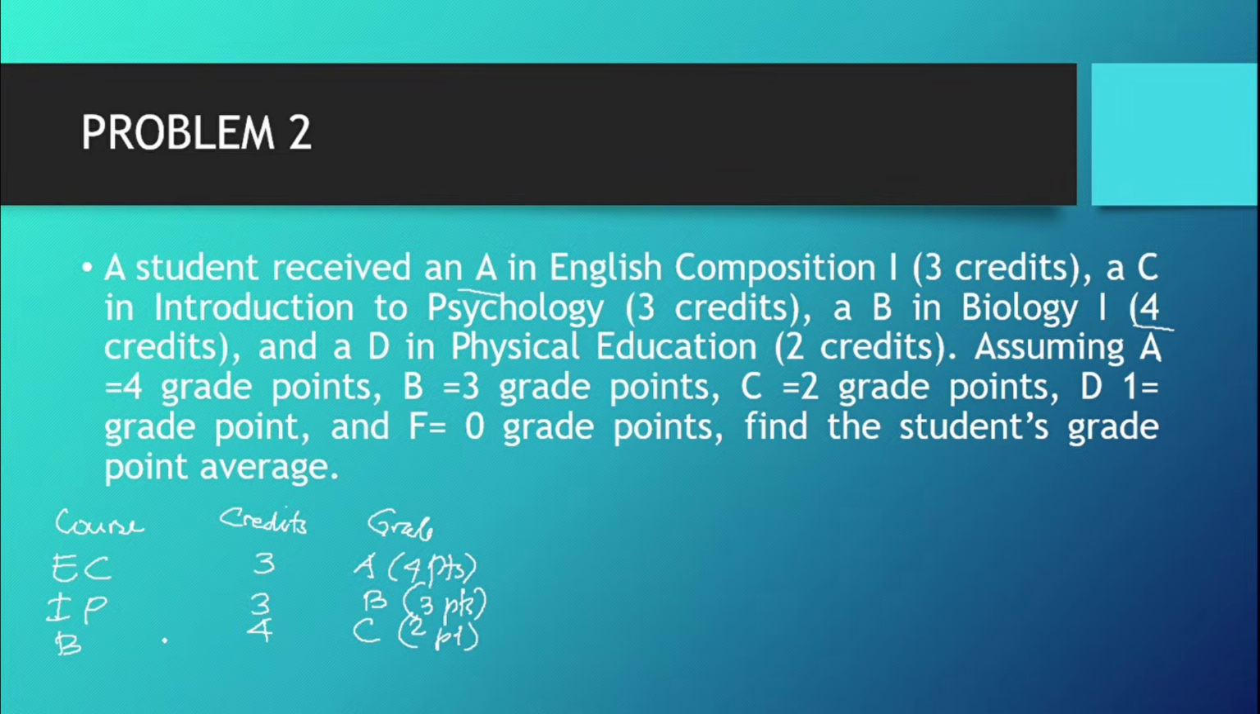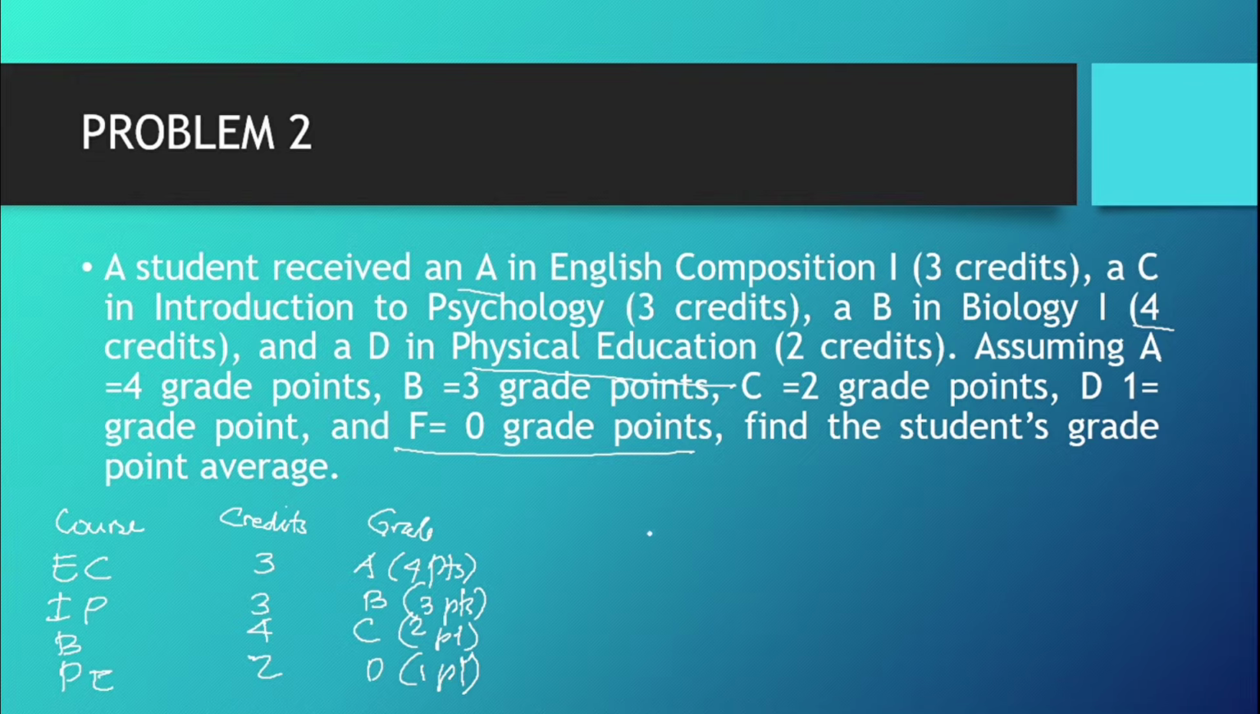And for physical education, we have PE, we have 2 credits, and for letter D, we have 1 point. And F is 0 grade point. So we don't have F here.